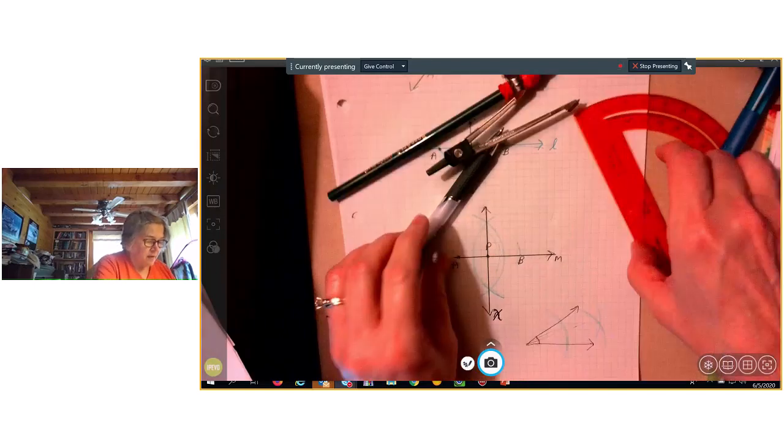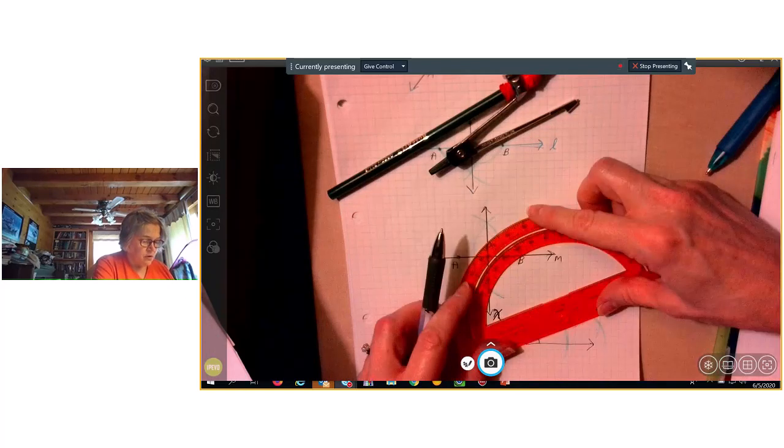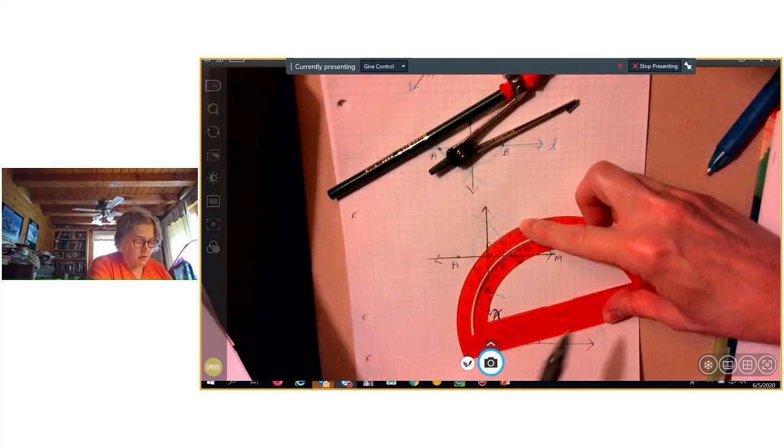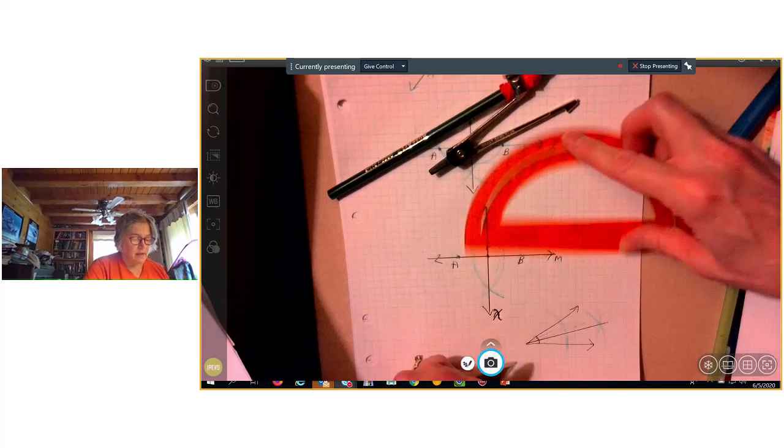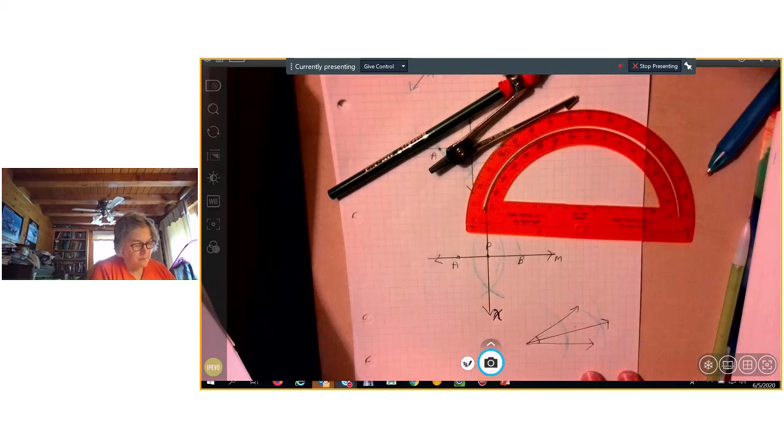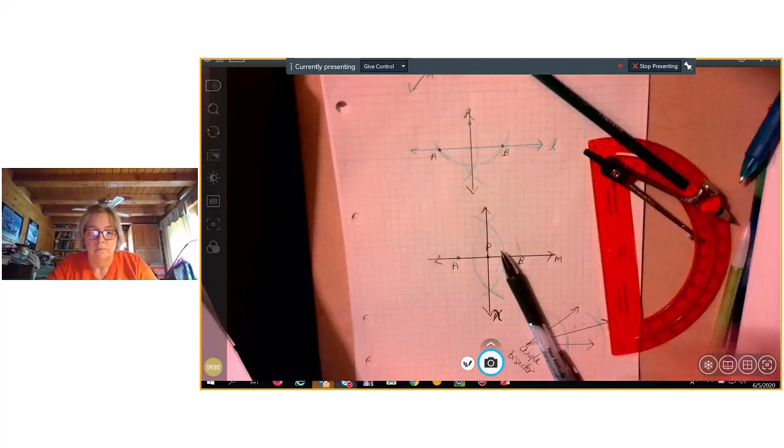And now I'm going to connect from my vertex of my angle to where I crisscrossed my arcs, and this is called an angle bisector. So that one is pretty easy to do, and if you were to measure it, then you would know that this angle is the same as this angle if I had drawn straight lines and made everything look really pretty. So any questions about that?